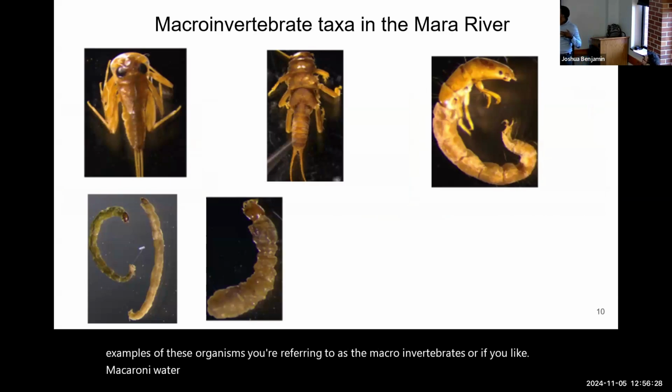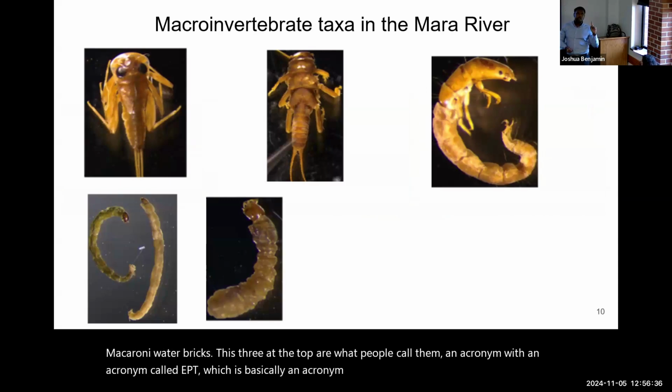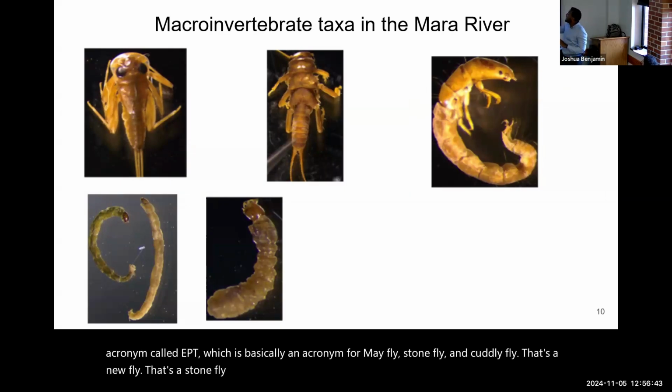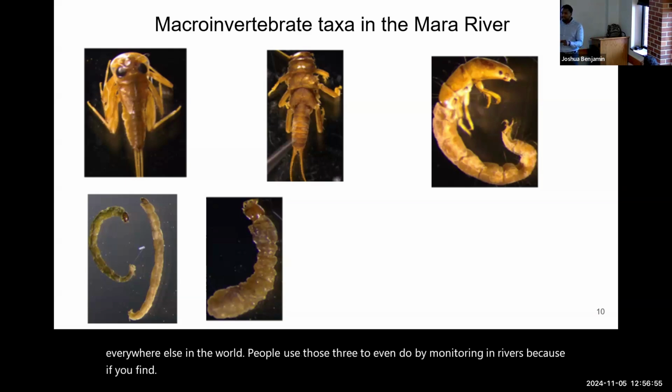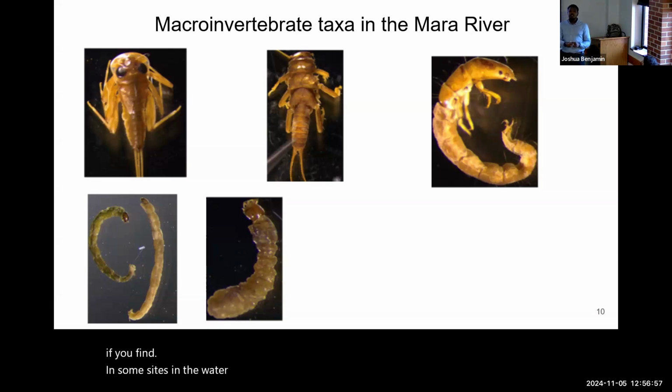These three at the top are what people call an acronym, EPT, which stands for mayfly, stonefly, and caddisfly. That's a mayfly, that's a stonefly, this is a caddisfly. And these three, from the literature, from everywhere else in the world, people use to do biomonitoring in rivers, because if you find them in some sites in a water system, they can tell you a story.